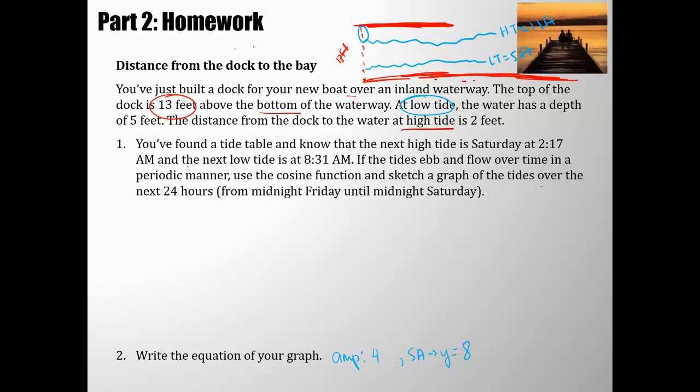So you found a tide table, and you know that the next high tide of 11 feet is going to happen at 2:17 a.m. So we're just looking at Saturday here. And the next low tide happens at 8:31 a.m.